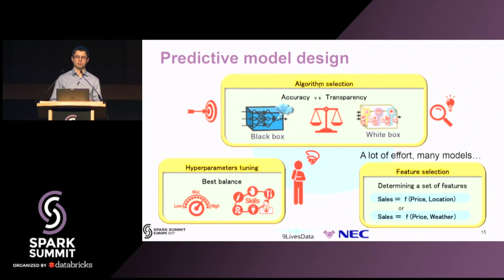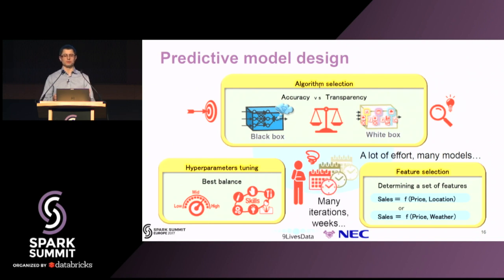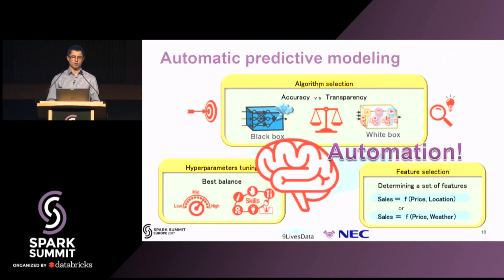And the whole process is actually a big effort. Many models could be produced during this process, and these steps are taken in many iterations. We improve our algorithms and it may take weeks. And it's quite hard as it requires sophisticated knowledge. So what we actually provide is the automation of this whole process. And at the end, we provide highly accurate results and the whole process takes quite a short time.